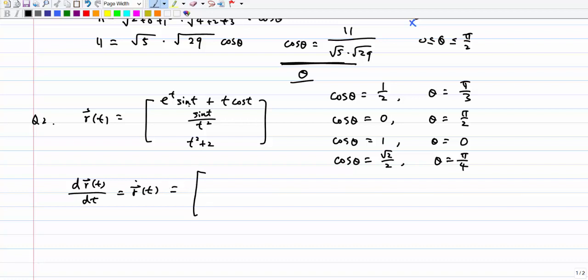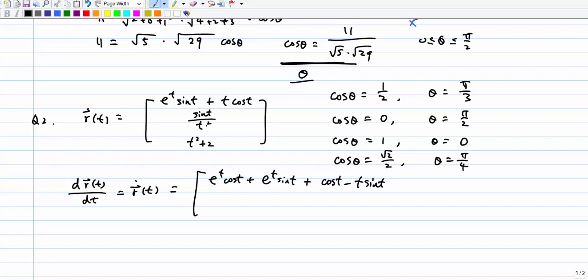So the derivative of the first one will be, okay, a little bit complicated. The derivative of the first piece with respect to t is e^t cosine t plus e^t sine t. Okay, the second piece is cosine t plus, it should be minus, t sine t. So that's the first one.